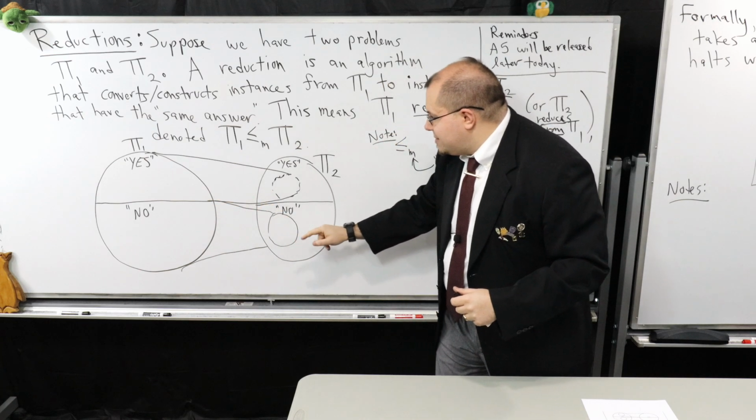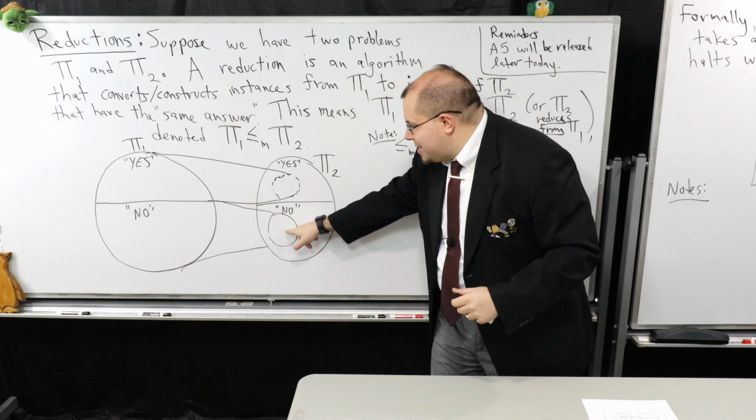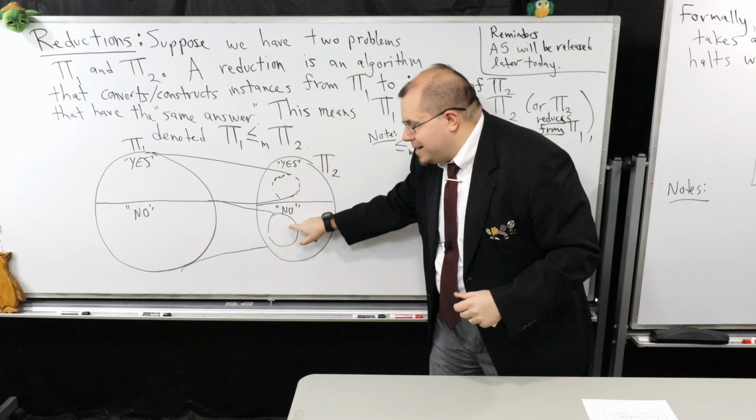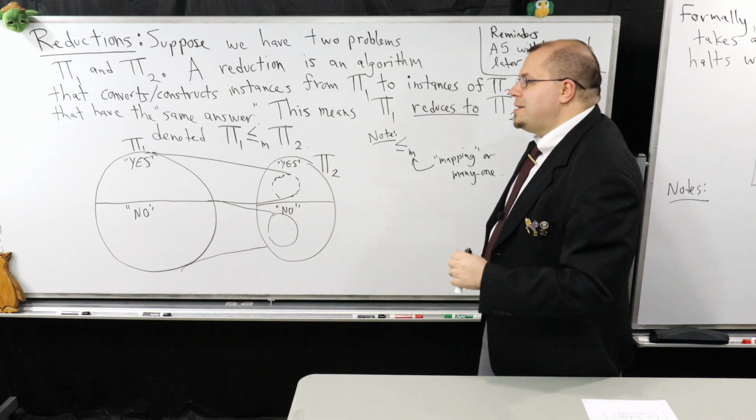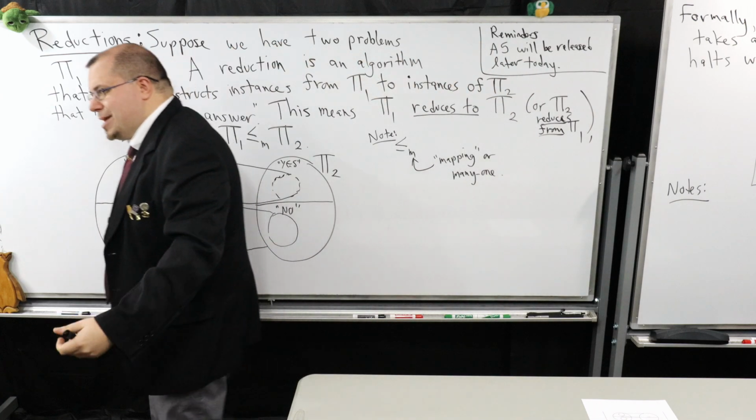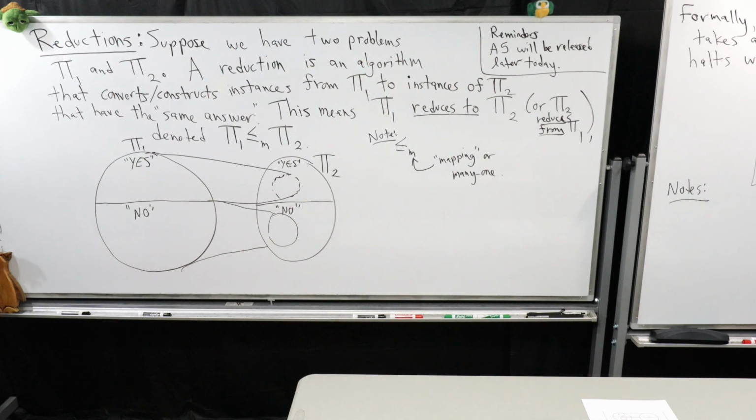And a no instance here must be converted into an instance for which there's going to be a natural correspondence for those that are no instances here. You're going to see throughout this lecture what I mean by this. So this is the conventional way of talking about a reduction.